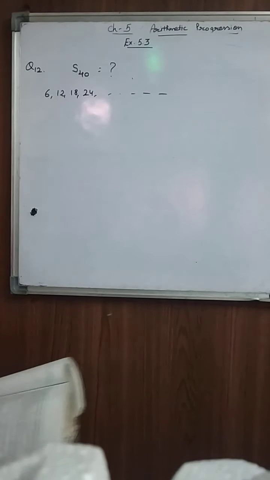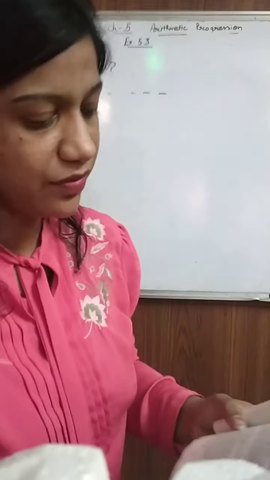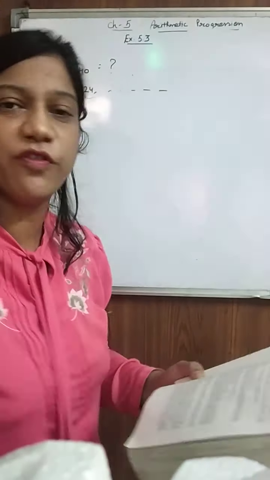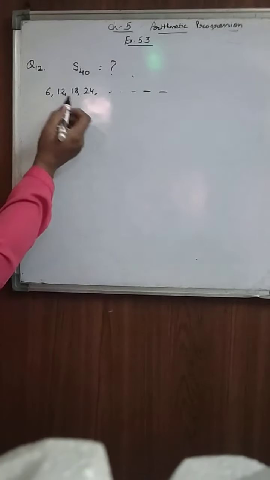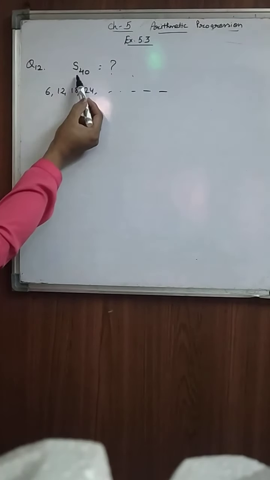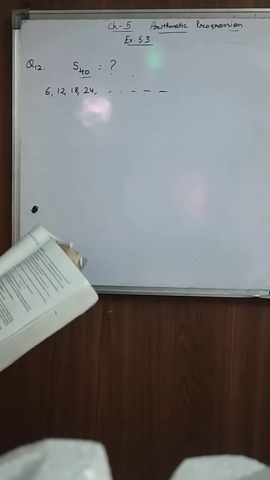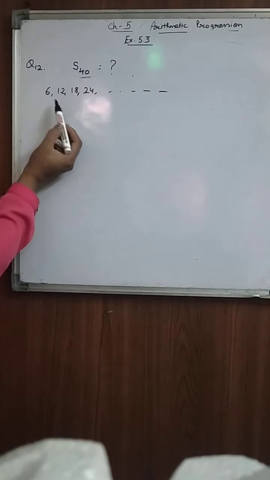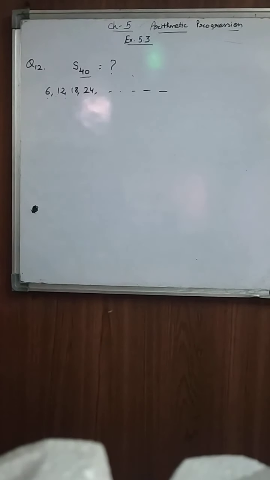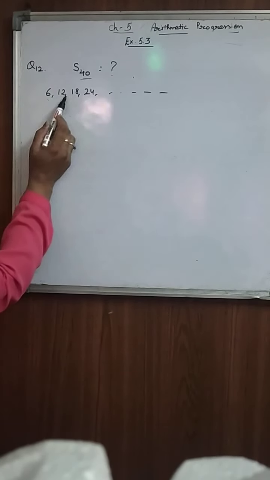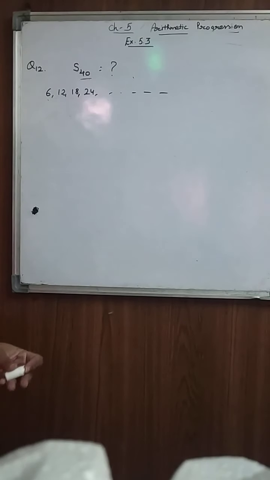Yeah, let's come to the 12th question now. Find the sum of the first 40 positive integers divisible by 6. First 40 positive integers means our number of terms is 40, and they should be divisible by 6. It means they will be the multiples of 6. So 6, 12, 18, 24 and so on.